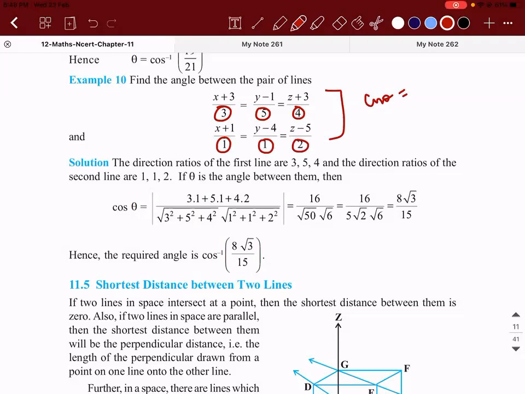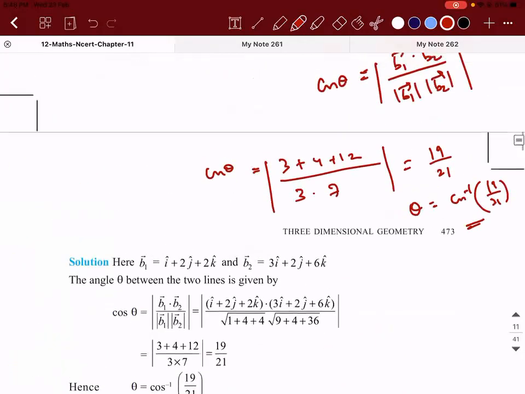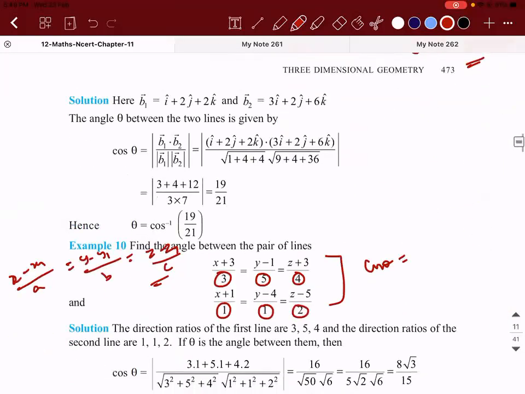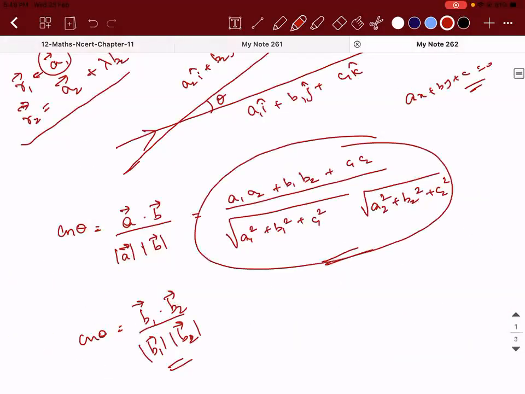You're writing something like this, no? x minus x1 divided by A is equal to y minus y1 divided by B is equal to z minus z1 divided by C, no? What do those A, B, C represent? Direction ratios. If vectors are given, you use the vector formula. If direction ratios are given, I already derived the formula for you.